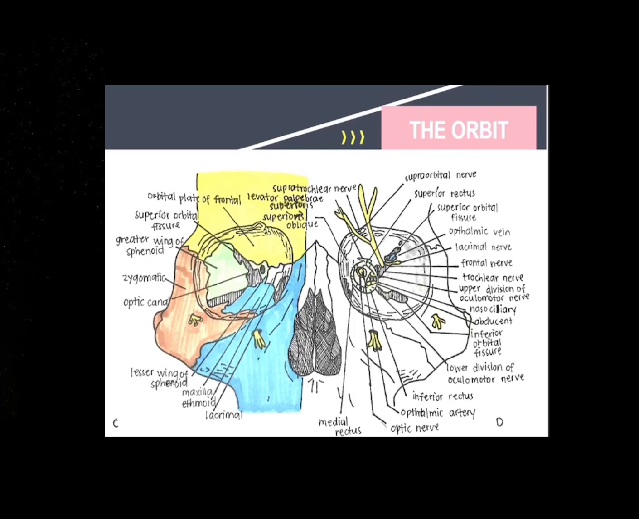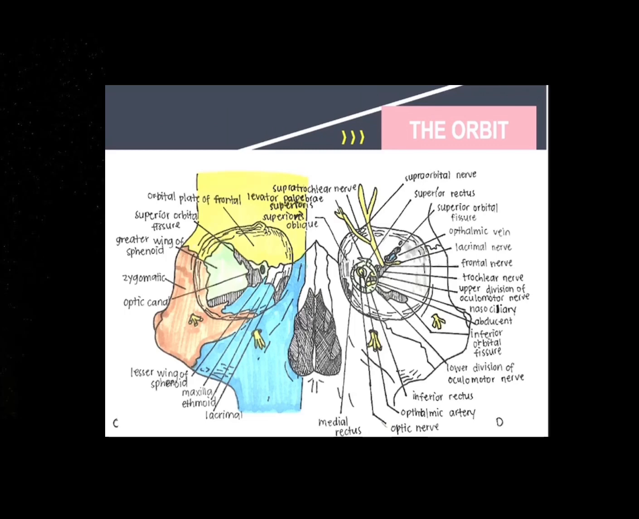Let's go to the orbit. In the picture, letter A, the right eyeball exposed from in front. In letter B, muscles and nerves of the left orbit as seen from in front. In letter C, bones that form the walls of the right orbit. In letter D, the optic canal and the superior and inferior orbital fissures on the left side.